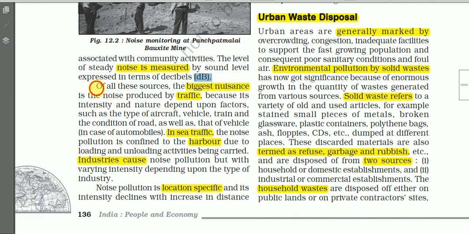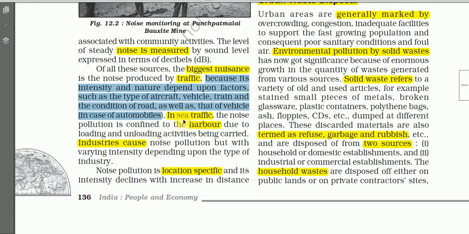And of all the sources of noise pollution, the biggest nuisance is the noise produced by traffic in the big cities. Of all the sources of noise pollution, the biggest nuisance is the traffic because of its intensity and nature, which depend upon factors such as the type of aircraft, vehicle, train, the condition of road, as well as that of vehicle. So you must know that traffic is the biggest nuisance.